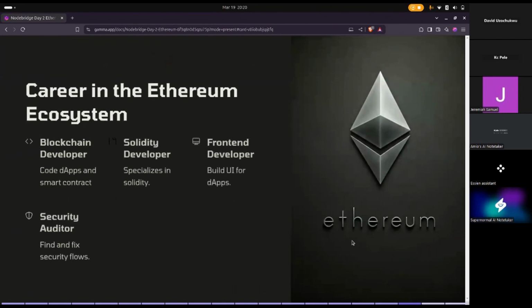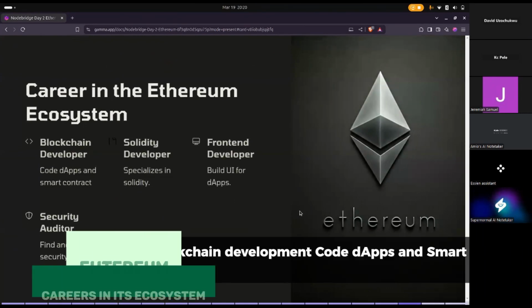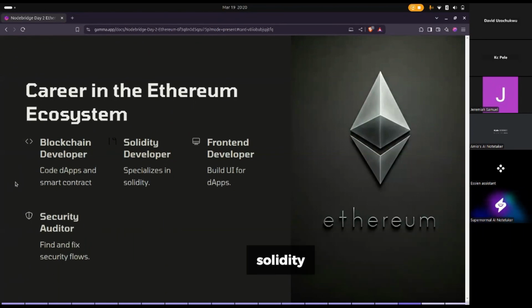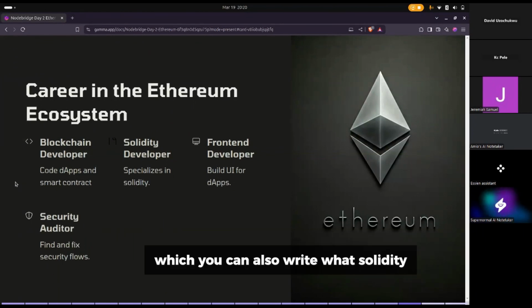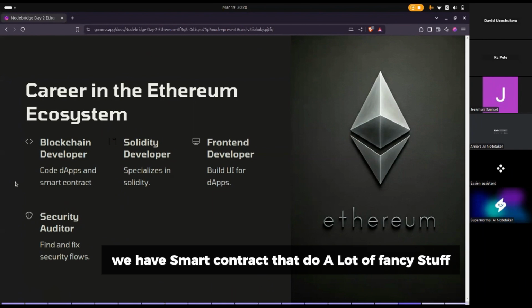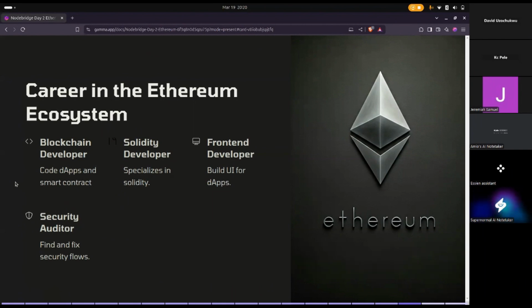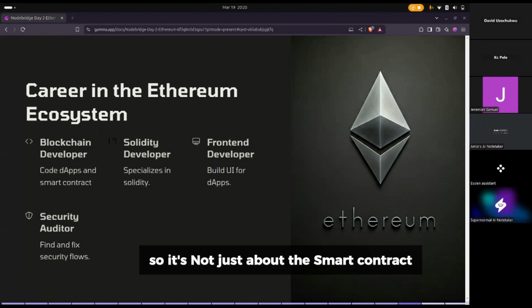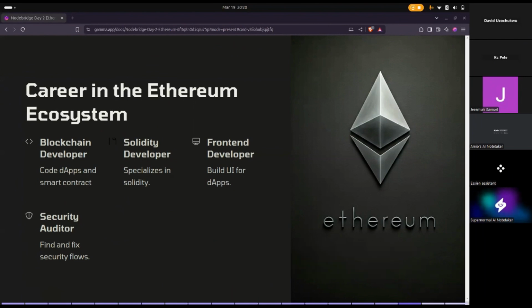So, careers in the Ethereum ecosystem. We have blockchain development: coding dApps and smart contracts in Solidity. Then there is the front end, the UI part. In as much as we have smart contracts that do a lot of fancy stuff, we need people that would build that beautiful UI. So it's not just about the smart contract, it also involves the UI.